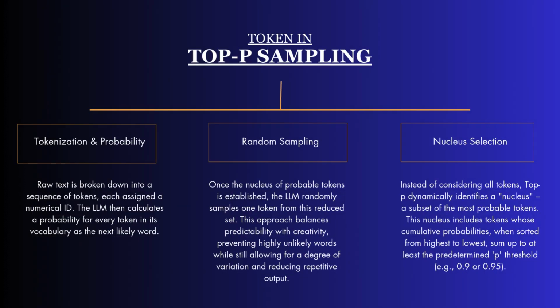What are tokens? AI models work with tokens, not whole words. A token is a small piece of text. It can be a whole word like hello, a part of a word like ink, or even just a dot or a comma. The AI breaks down sentences into these tokens, gives each one a score, and then uses top P to pick from them. So, to understand how top P sampling works, it's helpful to understand how tokenization works too.